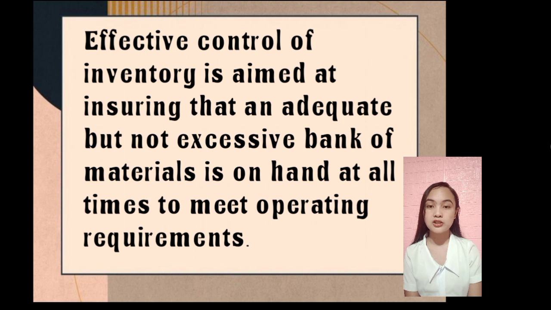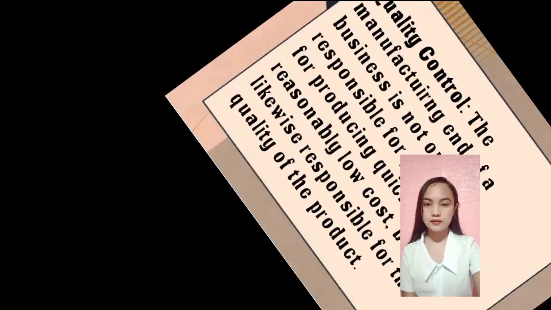the effective control of inventory, which is aimed at ensuring that an adequate but not excessive bank of materials is on hand at all times to meet operating requirements. Under ideal operation, materials would move through a plant in a smoothly flowing stream, and no storage of material would be required at any point. While this ideal is seldom completely realized, some companies with high manufacturing volume approach it by close scheduling of incoming materials prior to time of use.